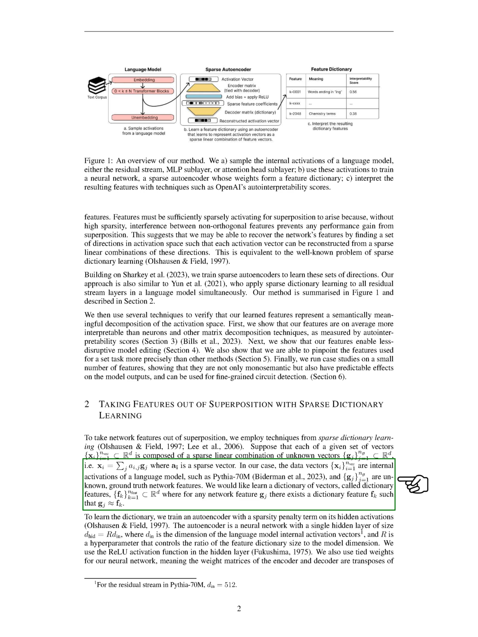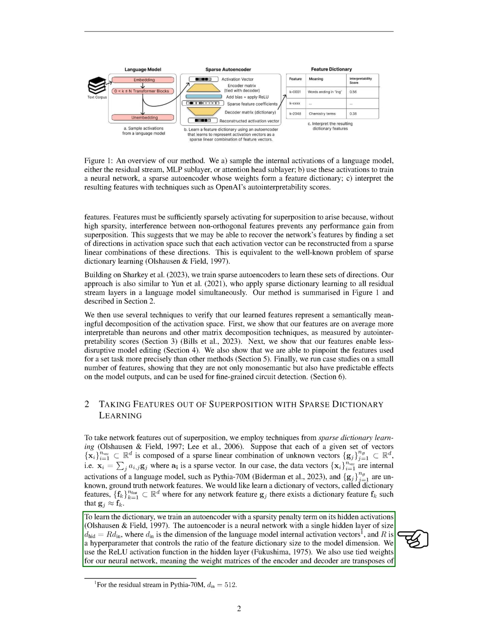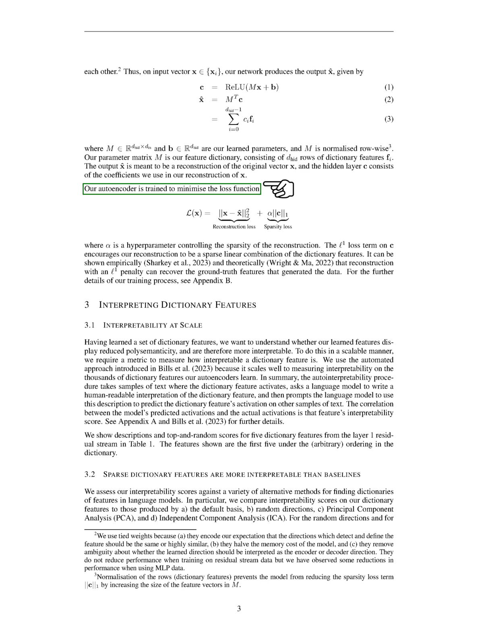To learn the dictionary, we train an autoencoder with a sparsity penalty term on its hidden activations. The autoencoder is a neural network with a single hidden layer, and we use the ReLU activation function in the hidden layer. We also use tied weights for our neural network, meaning the weight matrices of the encoder and decoder are transposes of each other. Our network produces an output for an input vector, which is meant to be a reconstruction of the original vector. The hidden layer consists of the coefficients we use in our reconstruction.